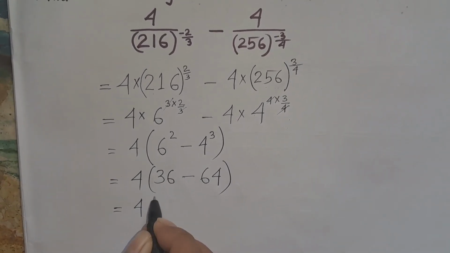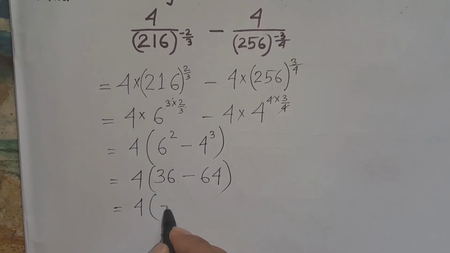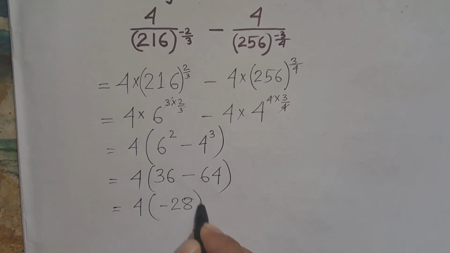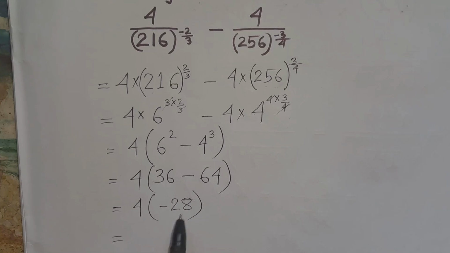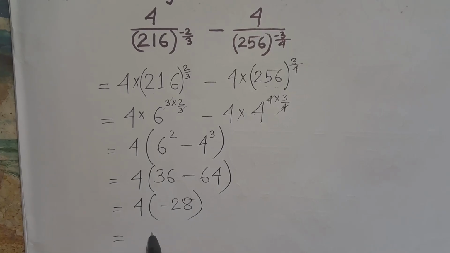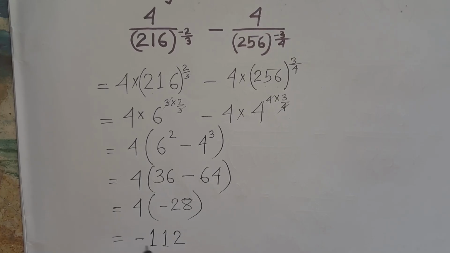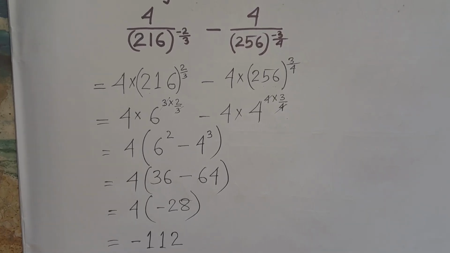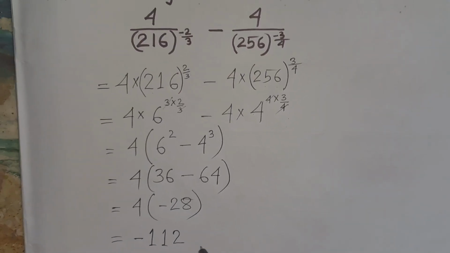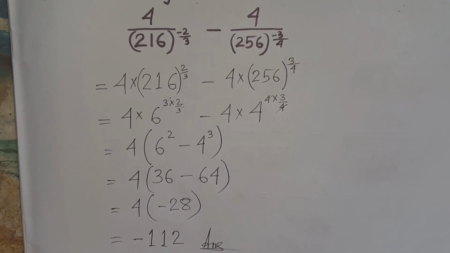64. Okay, 4 4s are 16, 16 4s are 64. So 64 minus 36, that will be 28. The sign will be minus, and 4 into 28, after multiplying it, we will get 112. The sign will be minus. This is the answer.